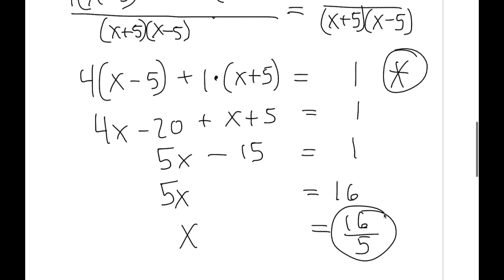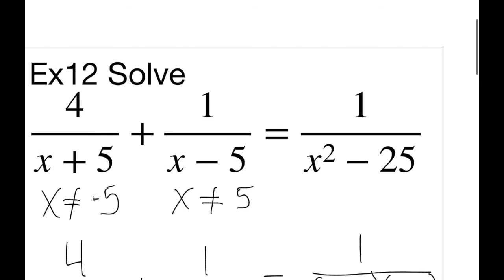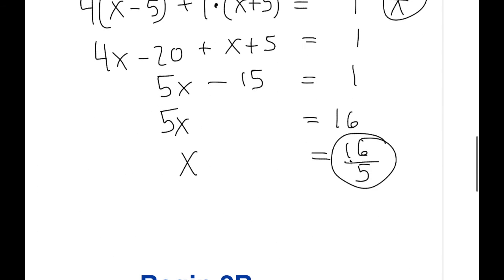So checking this solution in the original will be kind of difficult to do, 16 over 5 in here and here, but the important thing, I think, really is that they're not equal to negative 5 and not equal to 5. So this solution holds, and that's good.